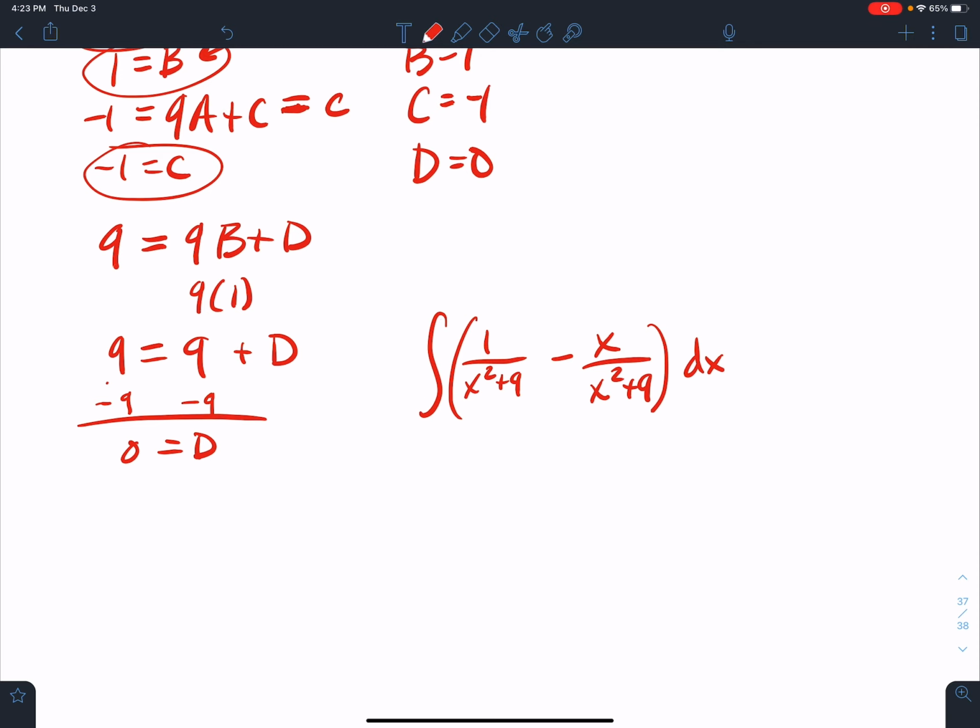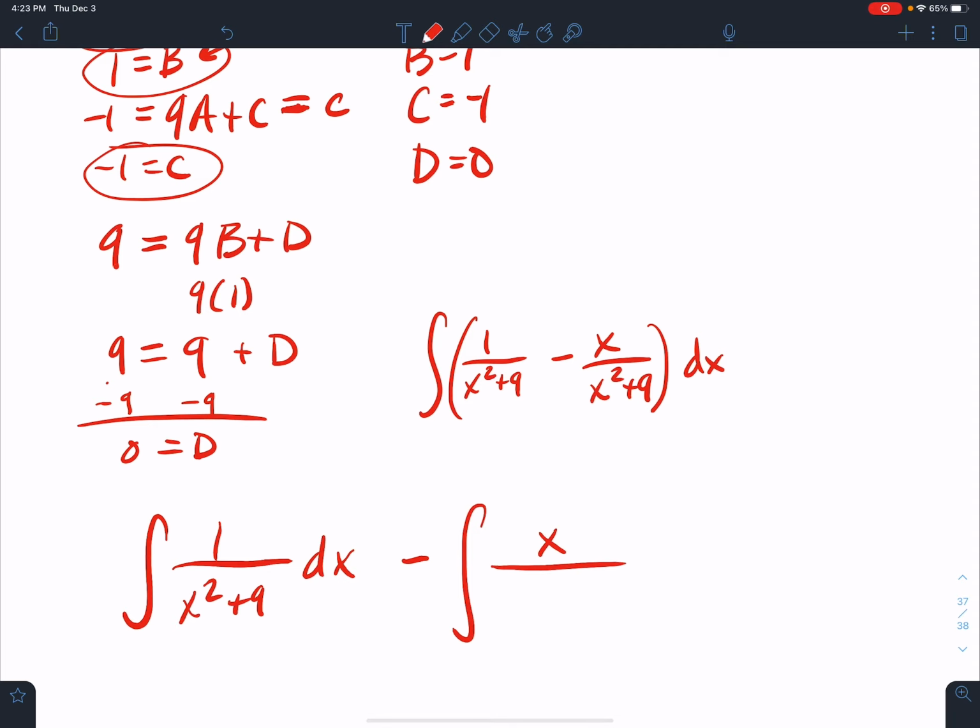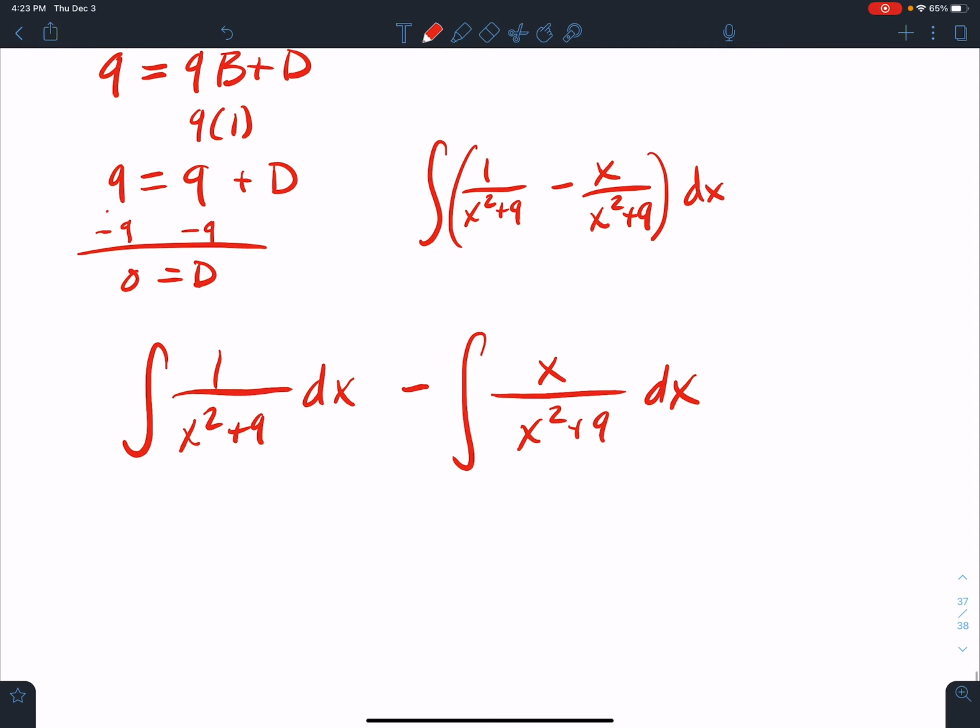First thing I'm going to do is split this up into two integrals. Integral 1 over x squared plus 9 dx, then minus integral x over x squared plus 9 dx. Okay, so divide and conquer here. All right, this should be looking familiar. This one should look like arctangent to you. The only difference is this is not a 1, it's a 9. But if you do a little bit of algebra, you can turn it into a 1.